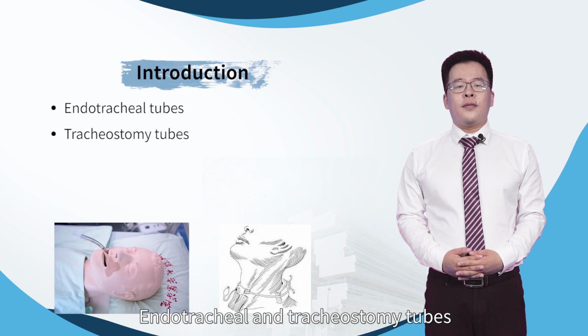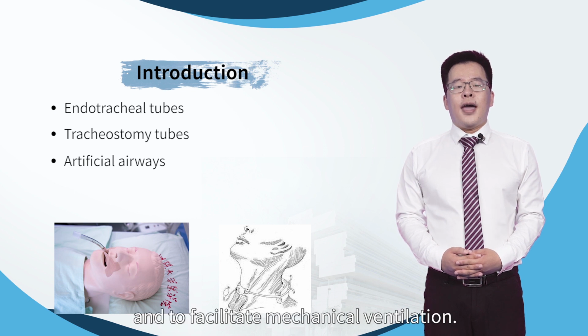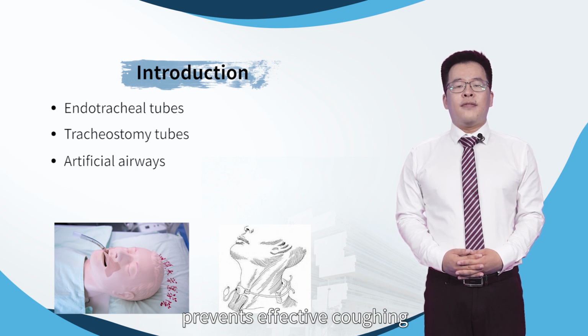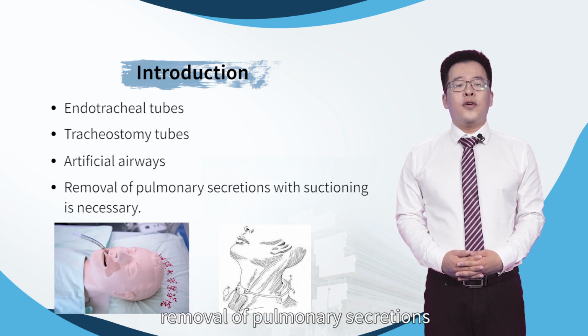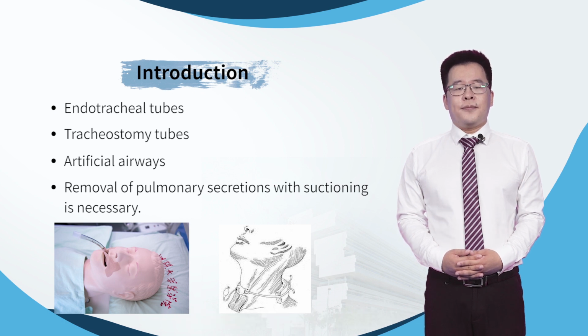Endotracheal and tracheostomy tubes serve as artificial airways that are used to maintain a patent airway and to facilitate mechanical ventilation. The presence of these artificial airways prevents effective coughing and secretion removal. Therefore, periodic removal of pulmonary secretions with suctioning is necessary.